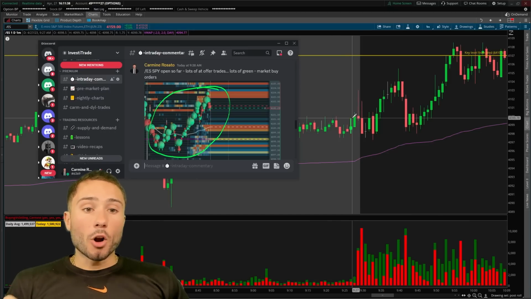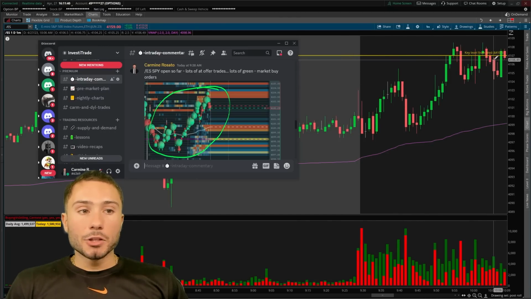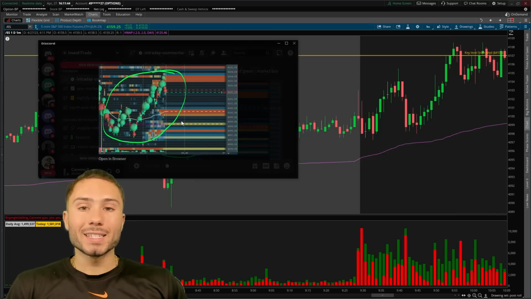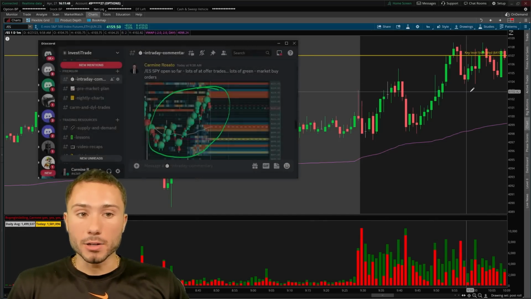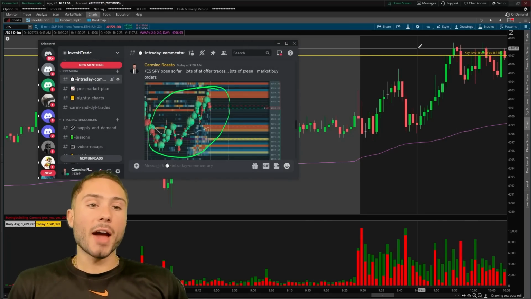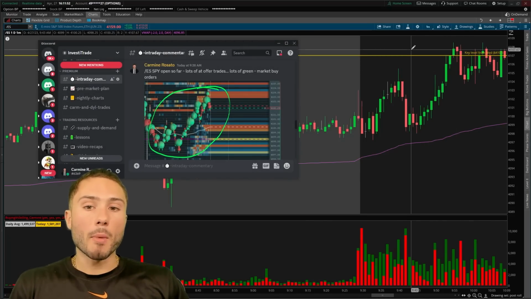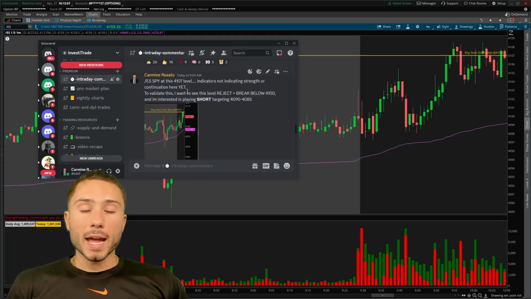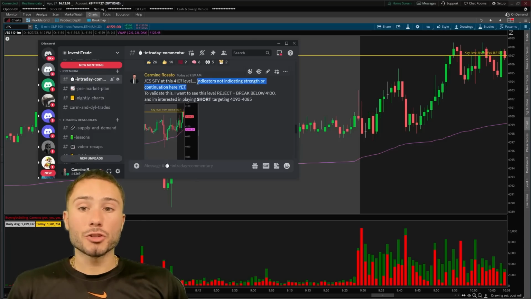Now the market opens up and we get a rally into this yellow line, which was 4107, and there were a lot of trades getting facilitated at the offer, which is aggressive market buyers. So in the first half hour, there was very aggressive market buying coming into the market. I updated the Discord in the intraday commentary tab, where I update my thoughts throughout the day, saying we're at this 4107 level, and indicators are not indicating strength or continuation here just yet.